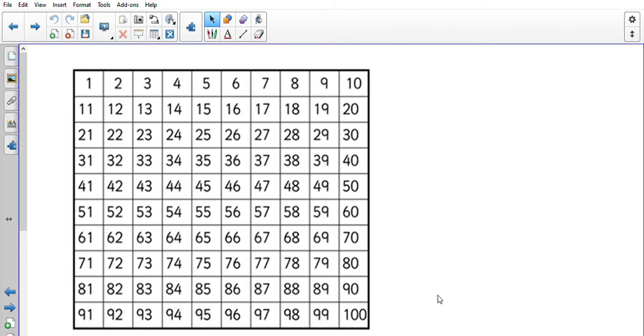Super counting. It's hard work counting all the way up to 100. You lose your breath a little bit.